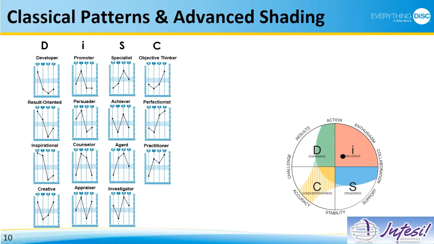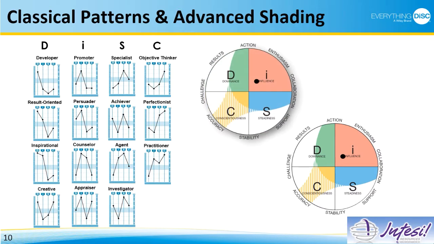15 classical patterns, which are identified by the shape of your profile graph, describe the behavior of people with specific blends of the 4 DiSC styles and provide an interpretation of how each style combines to describe your behavioral style. Each score corresponds with a segment number, and when combined in sequence of D, I, S, and C, identifies your pattern. Classical patterns are DiSC Classic's way of showing that we are a blend of all 4 styles.